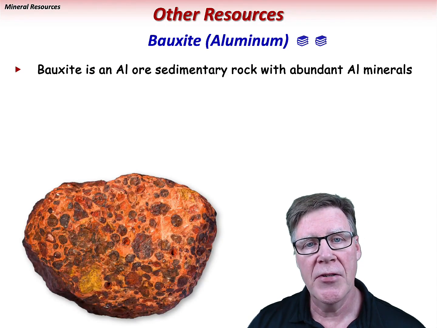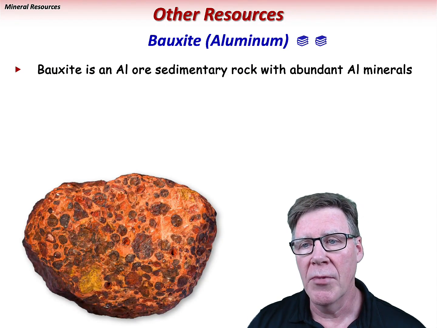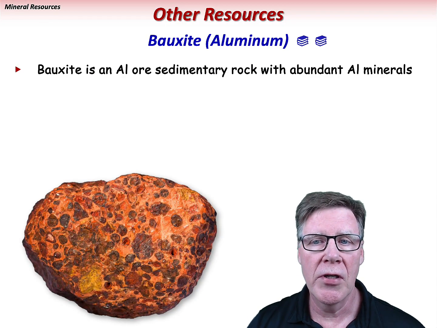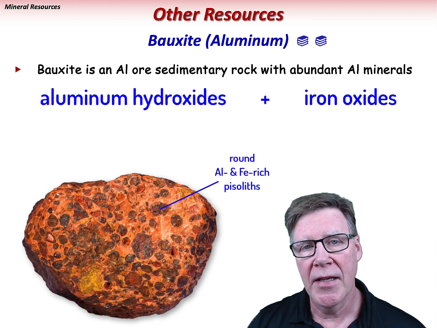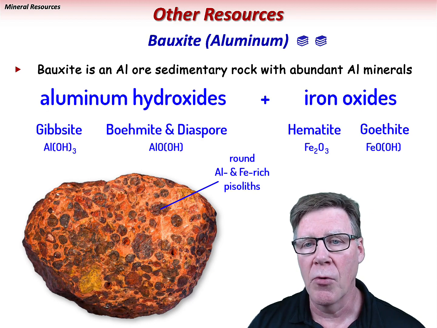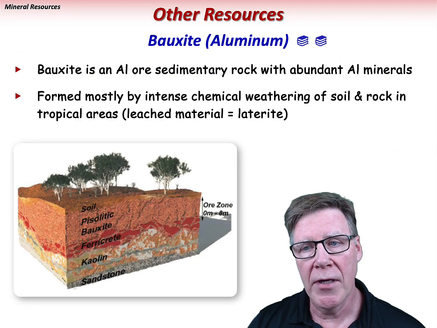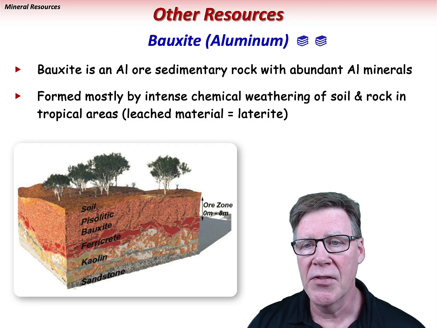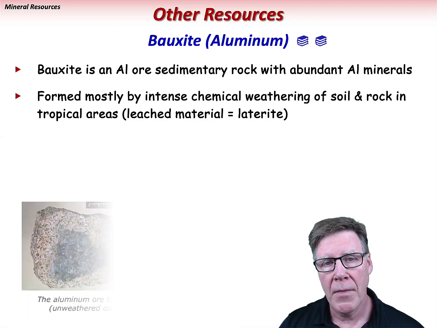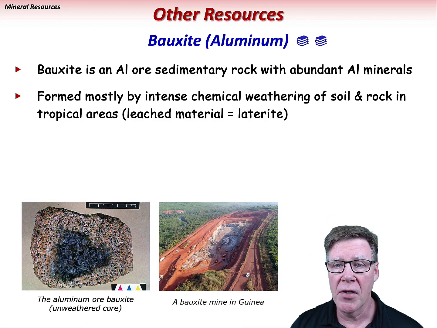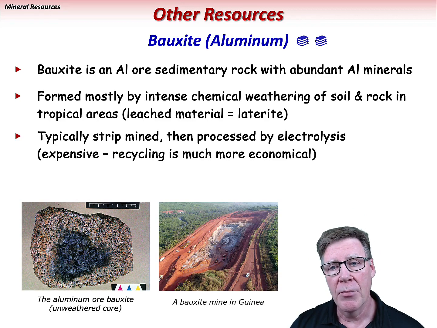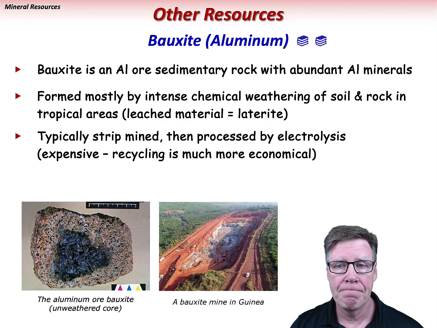Bauxite is a sedimentary rock and the main ore of aluminum. It's typically loaded with aluminum hydroxides like gibbsite, boehmite, and diaspore. Bauxite forms mostly by intense chemical weathering of soil and rock in tropical areas. The leached material is known as laterite. Since it forms in a layer near the surface, it is strip mined and then processed by electrolysis.